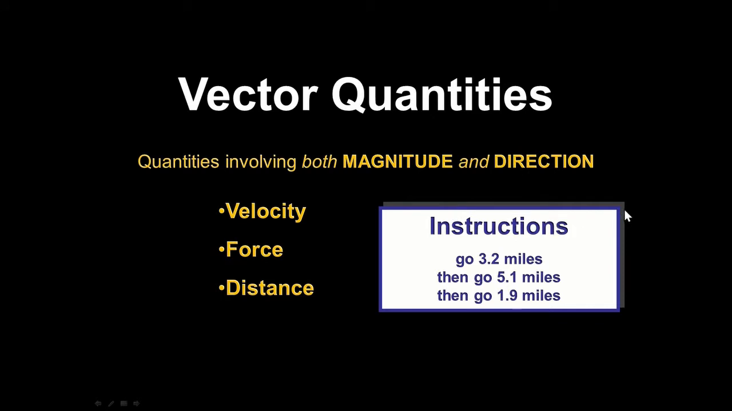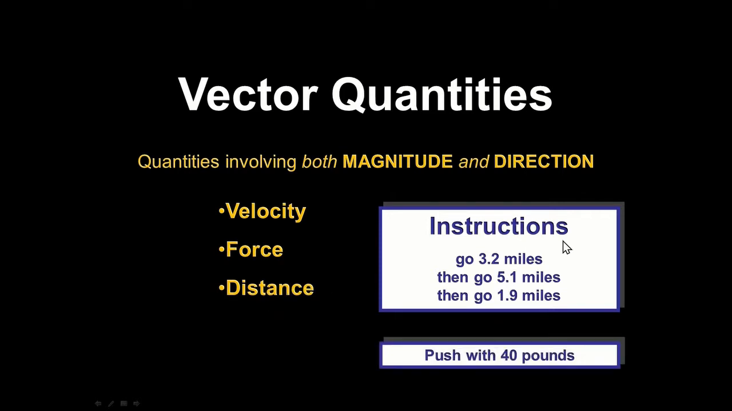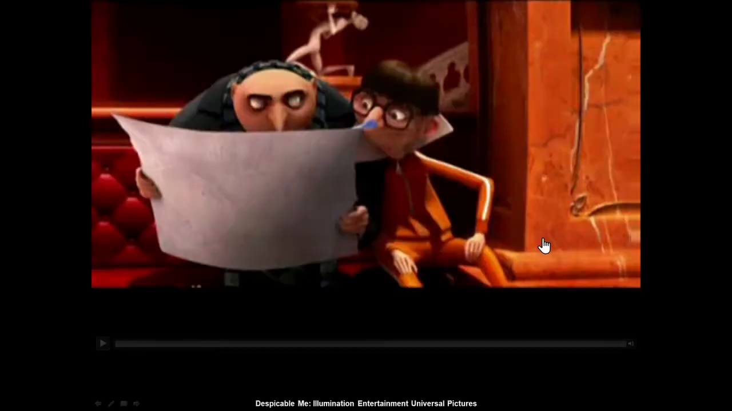And if we leave off the direction for those types of quantities, it also is nonsensical. If we were to give directions on how to get somewhere, and we say go 3.2 miles, then go 5.1 miles, then go 1.9 miles, you are so not going to get to the party, because the direction of your distances really is important. If I were to say, come push on this table with 40 pounds of force, well, everybody may not do the same thing. Somebody may push to the right, some person may push to the left. Pushing up is very different than pushing down on that table. So for all of these types of forces, direction is very important.